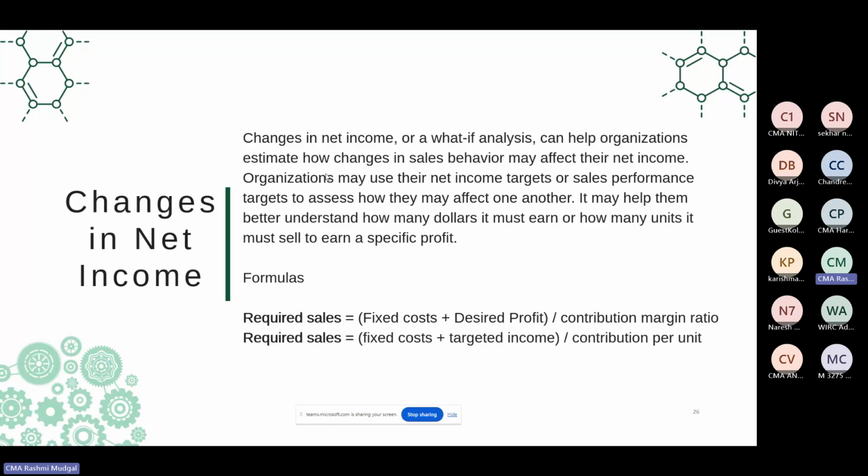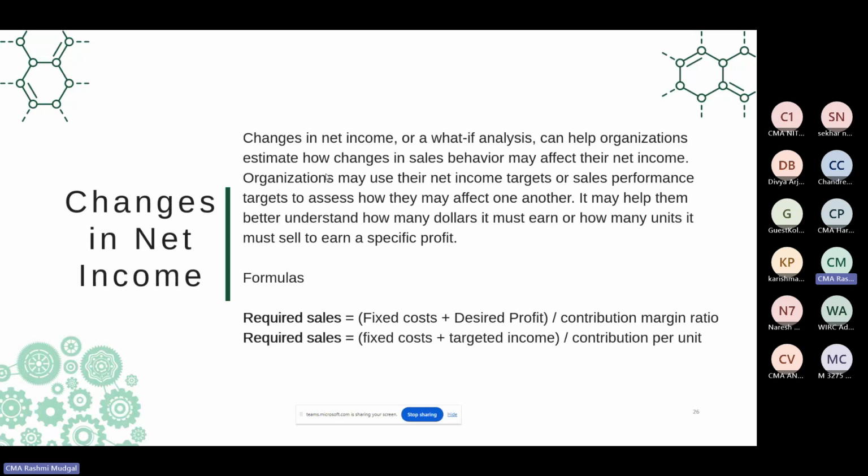Organizations may use their net income target or sales performance target to assess how they may affect one another. It may help them better understand how many units they need to sell to make profit as per their requirement. The formula for this is fixed cost plus desired profit divided by contribution margin ratio. Or we can make it into the sales per unit so that we can get the volume of the unit.